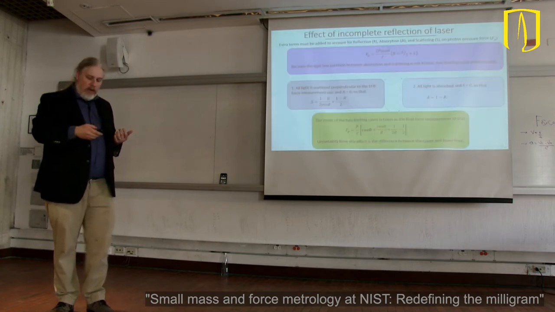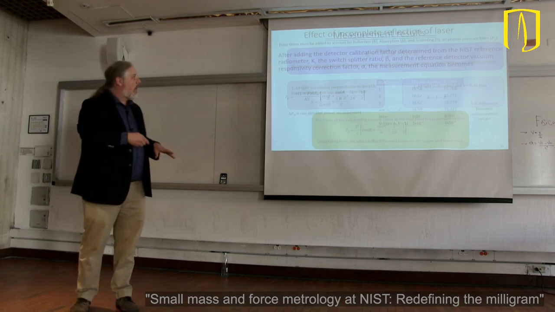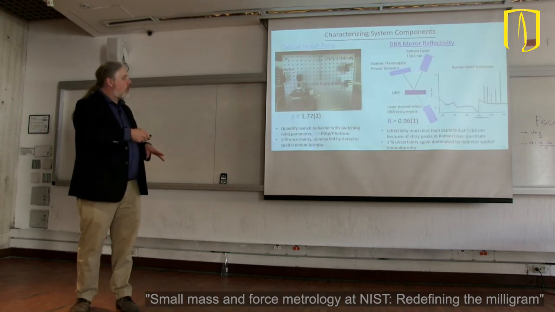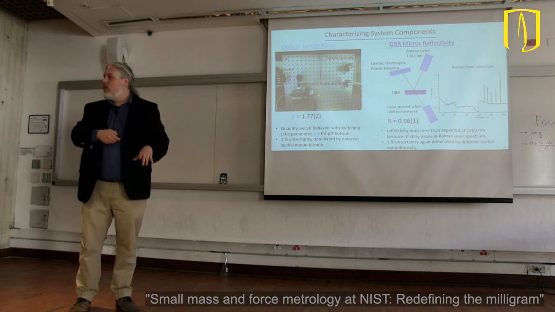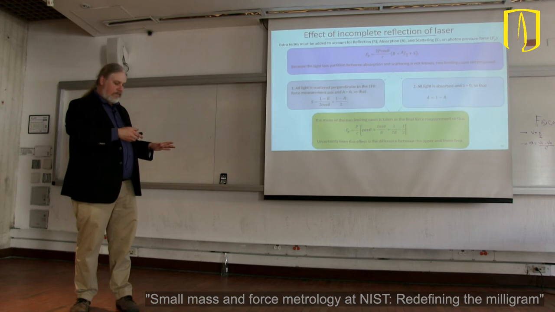So what we did is we tried to come up with a correction. We can measure how much light comes from these stray beams. We can figure out how much light that is, so we can make a correction to the measurement.